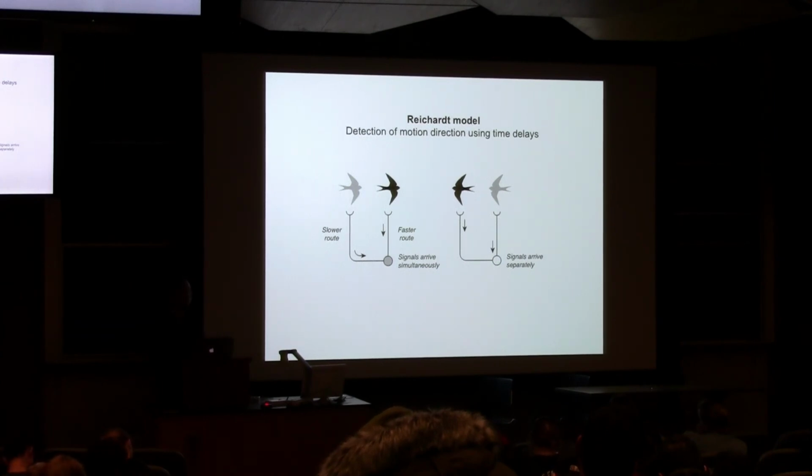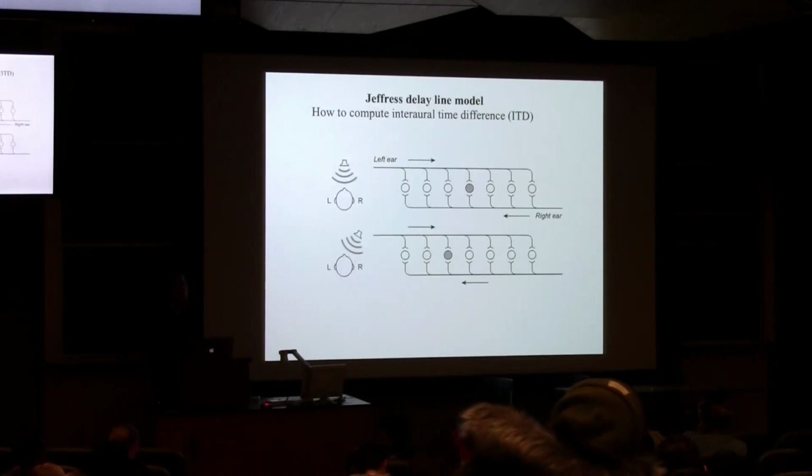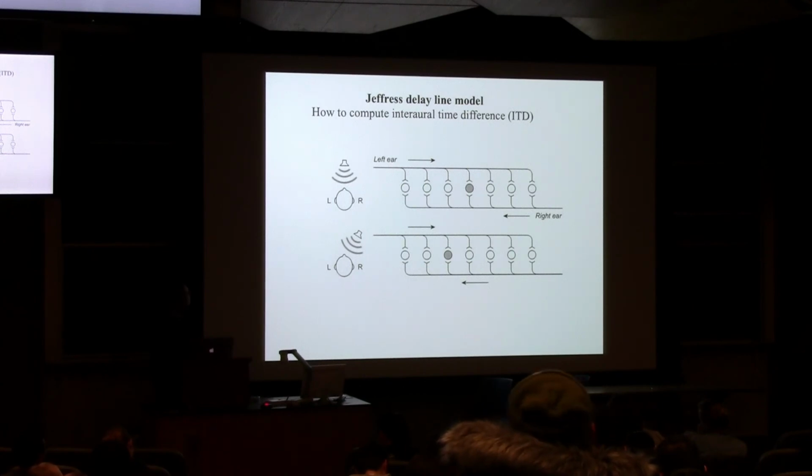This is one very early example. There is evidence that there is some asymmetry in the connection in different animals. It's probably true, but that's a very early example. This work can be done. Another example is very interesting. How do you detect interaural time delay?